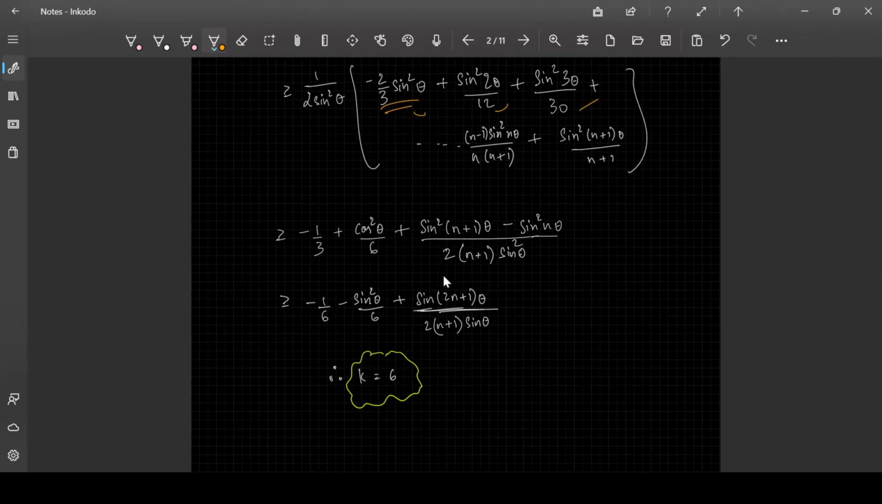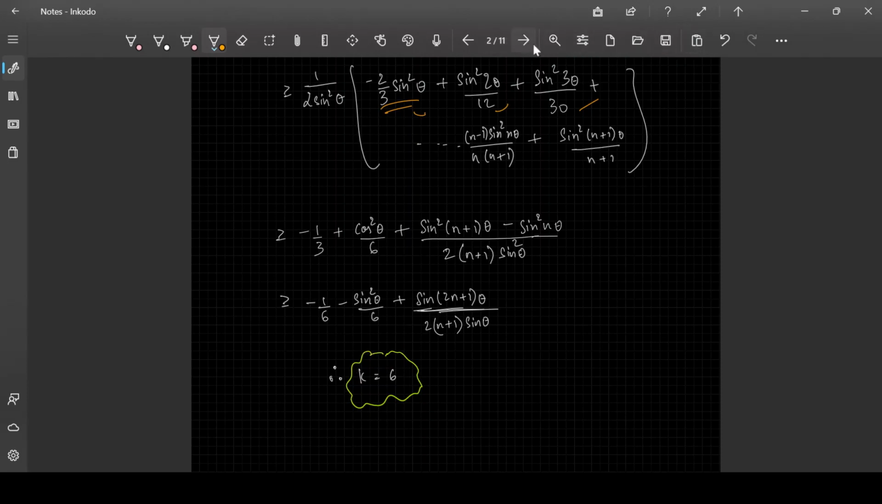And this again, applying the same formula, you can just shift it. For cos square theta, we can apply 1 minus sin square theta, so it appears to be minus sin square theta by 6 plus sine of 2n plus 1 theta divided by 2n plus 1 sin theta. You can just apply all the formulas that we have described earlier in this video. So when you compare, we can see that k is equal to 6. Fine, k is equal to 6.